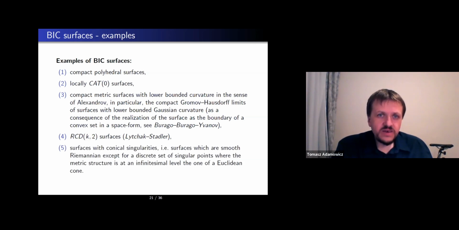And another example of Alexandrov surfaces are the surfaces with conical singularities. This means surfaces which are smooth Riemannian except for a discrete set of singular points where the metric structure is similar to the one of the Euclidean cones.